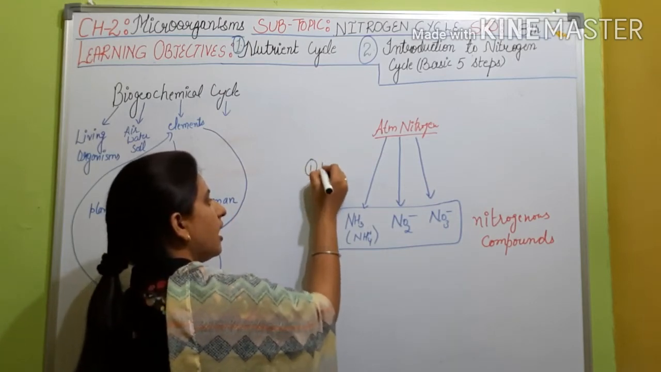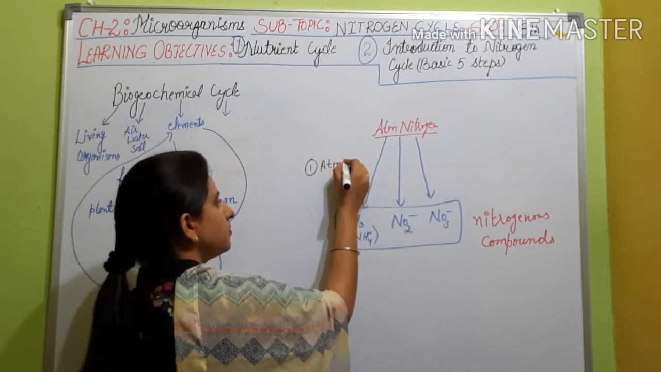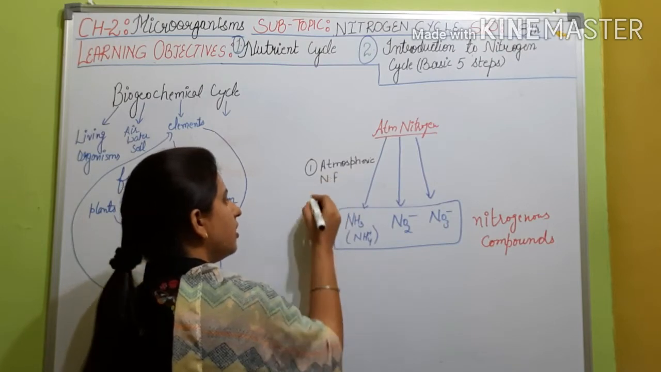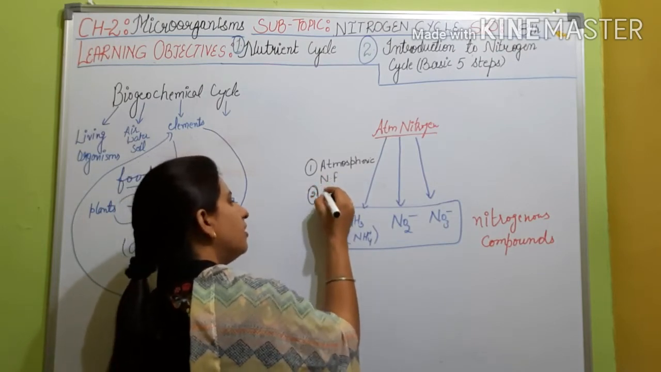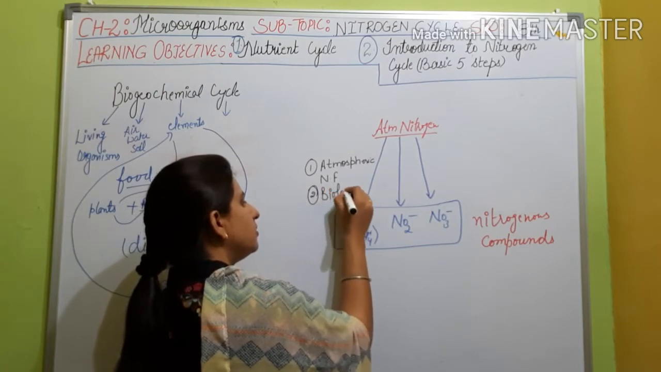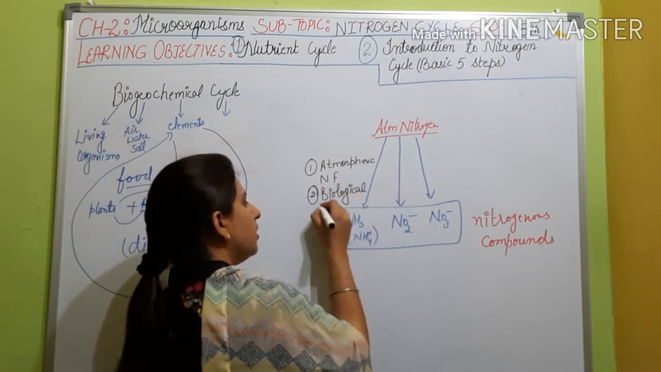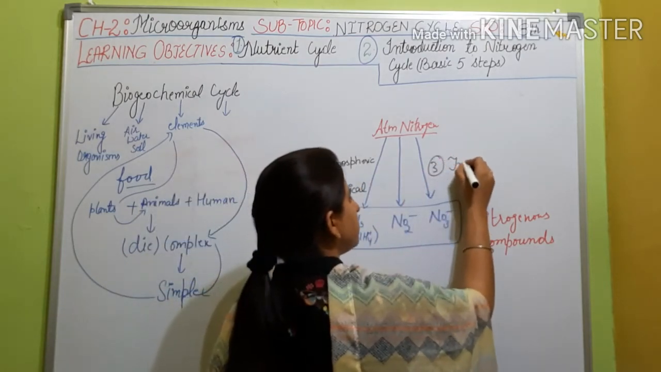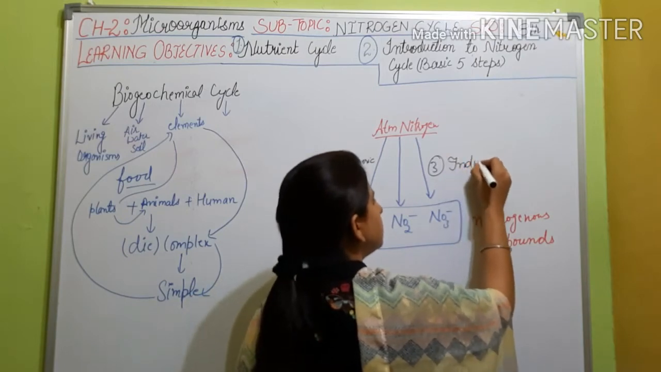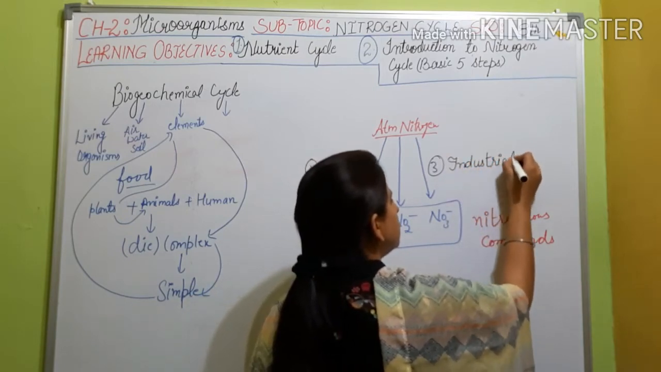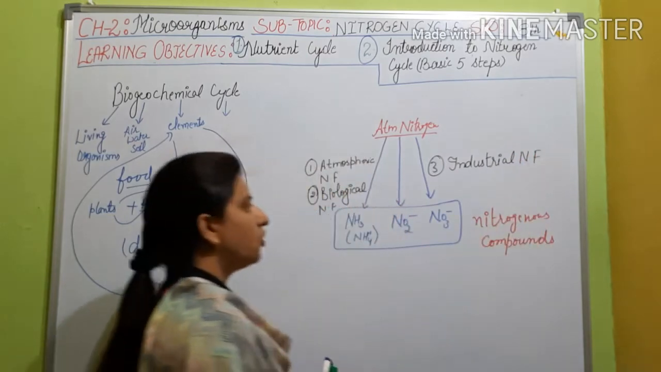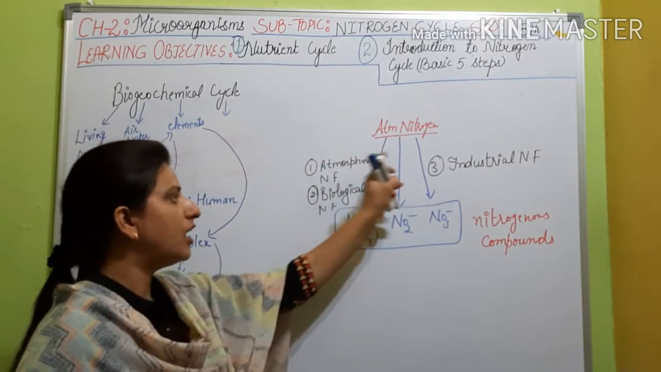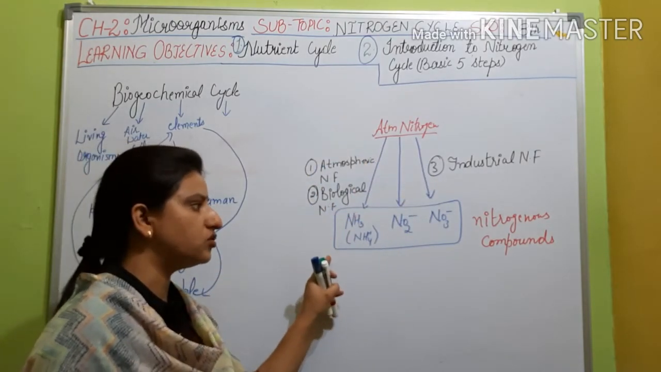First is atmospheric nitrogen fixation. Second is biological nitrogen fixation, and the third one is industrial nitrogen fixation. Now what is going on? Nitrogen is fixed from the atmosphere with the help of these three methods into the nitrogenous compounds.